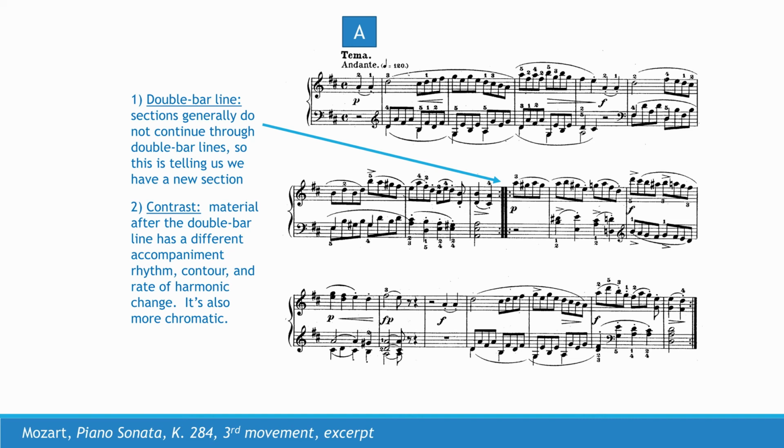It's also a contrasting register compared to what had just happened right before the double bar line. So all of this is telling us that it's different enough from A that we probably want it to be its own section, and therefore we should put a label on the score indicating that. And that label is going to be our B label.